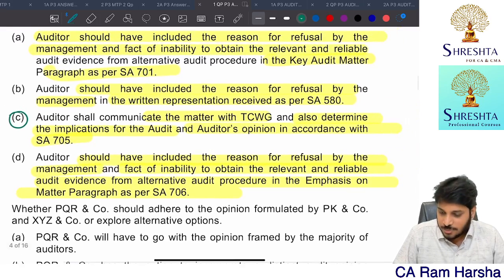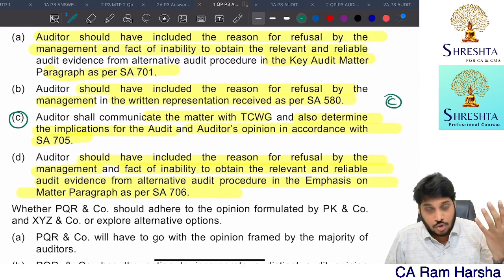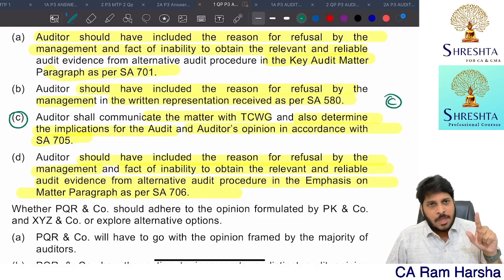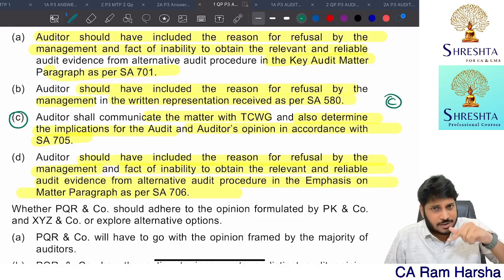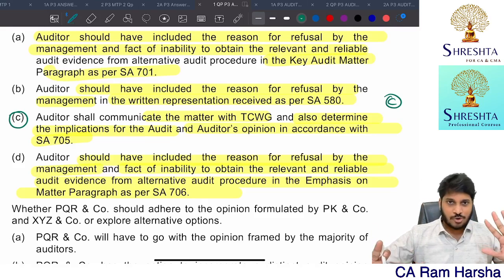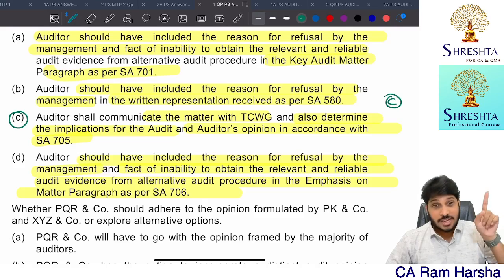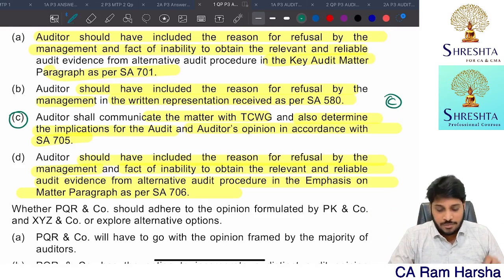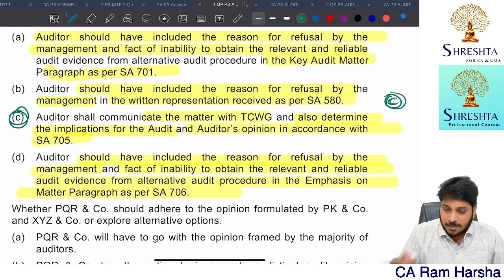Of course, management refused, no. So first you have to communicate to those charged with governance that management has refused. If those charged with governance get involved or interfere and resolve the situation, you just proceed with the audit, get the evidence, done. If at all they are unable to resolve, then finally you will give a modified opinion. So the option is C.